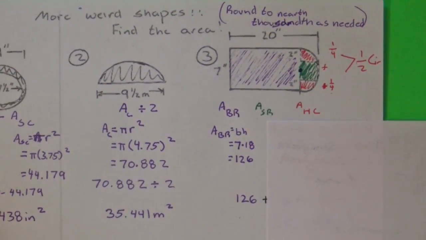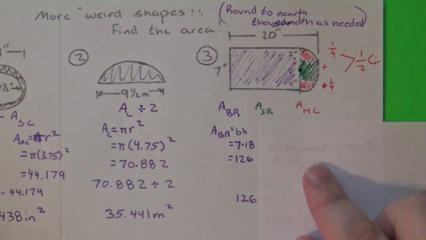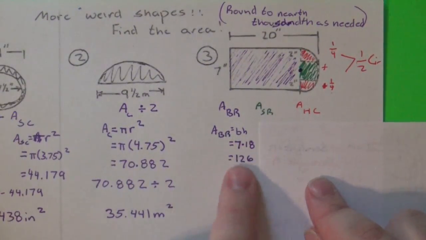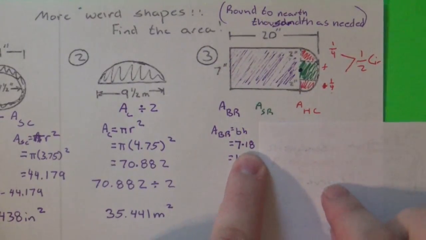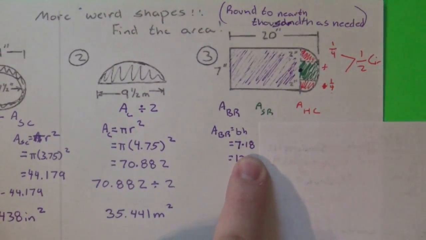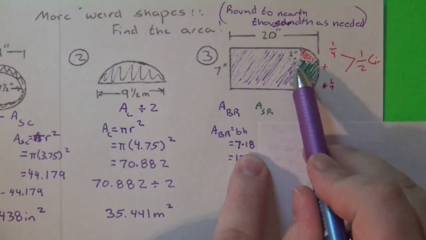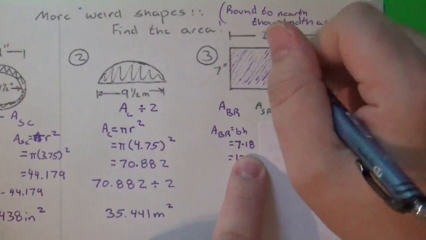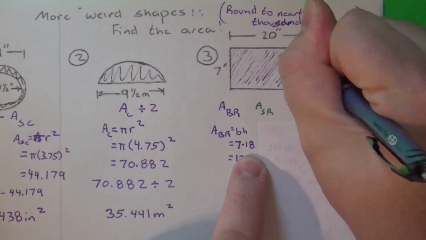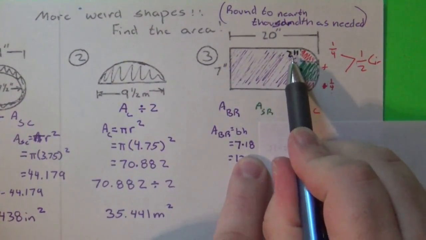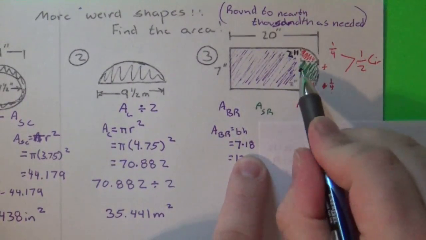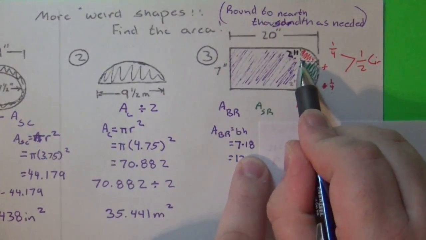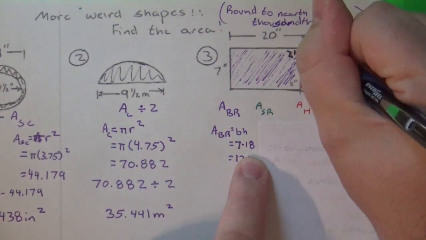Trying to keep things somewhat organized. Alright, so base times height. Well, how do we get that? Well, we know 7, there's our base, but where did I get this 18? Well, look at your picture. It's kind of hard to see probably on camera now because I've got too many colors going on. But let me write this in. You know that from this point to this point is 2 inches. That also means that from here to here is 2 inches.